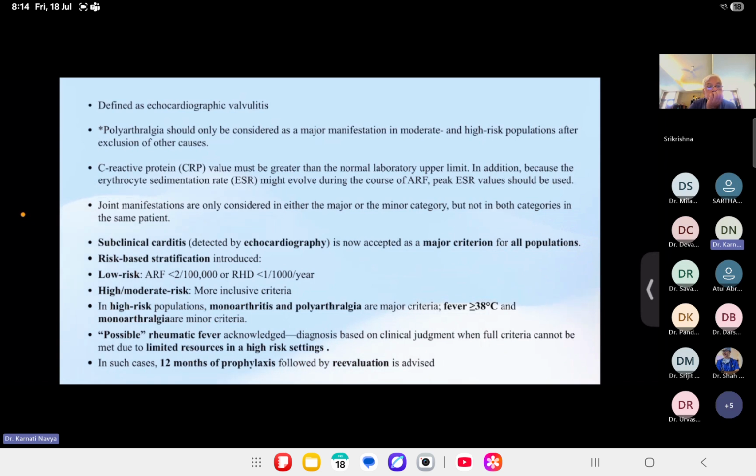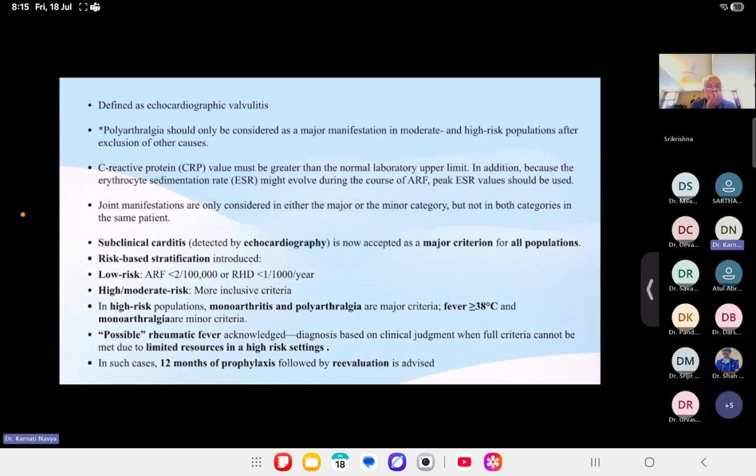Subclinical carditis, usually detected by echocardiography, is now accepted as a major criterion for all populations. And risk-based stratification was introduced: low-risk populations are those with acute rheumatic fever of less than 2 per 1 lakh population, or rheumatic heart disease of less than 1 per 1,000 population per year, and this is considered the low risk group, whereas the high risk or moderate risk group includes more inclusive criteria.